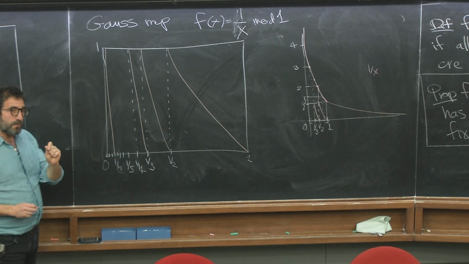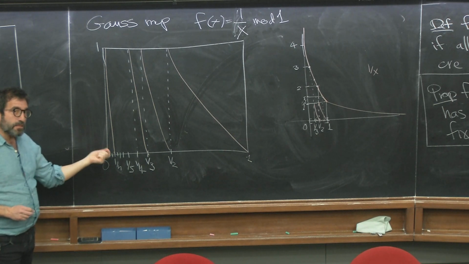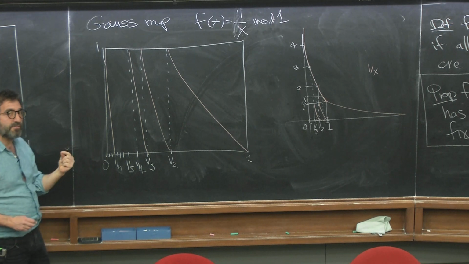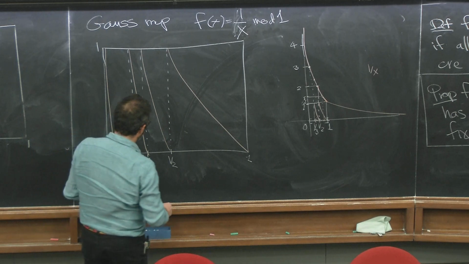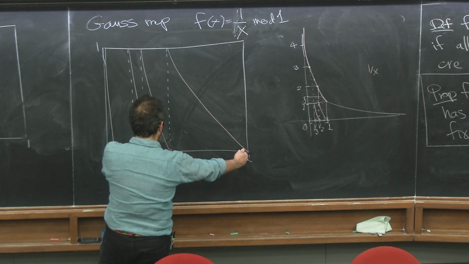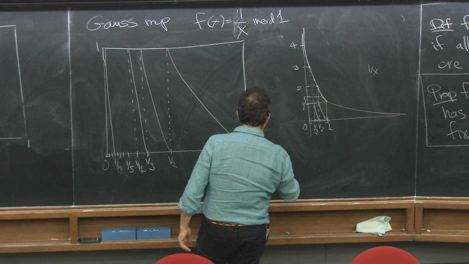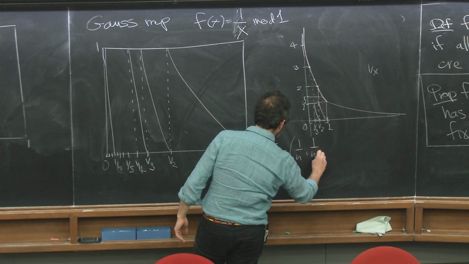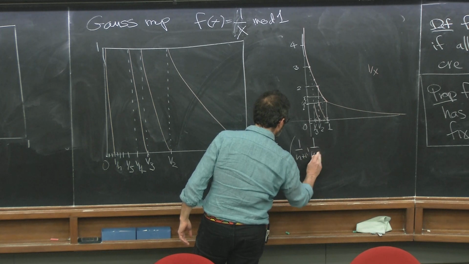Notice that 0 is not the boundary of any of these partition elements. 0 is accumulated by the partition elements, but 0 itself does not belong to the boundary of any of them. These partition elements are between 1/2 and 1, and so on. So the partition elements are basically of the form 1/(n+1) to 1/n.